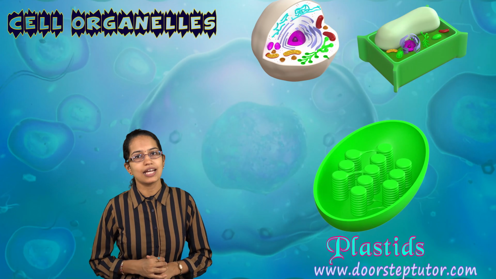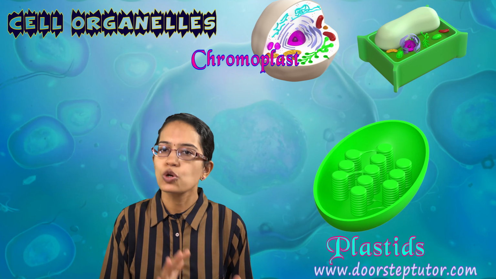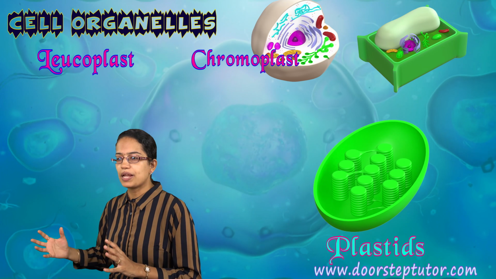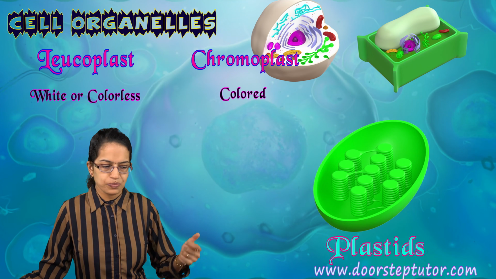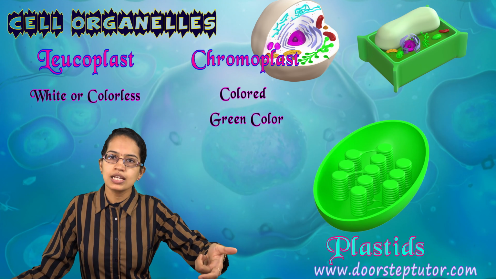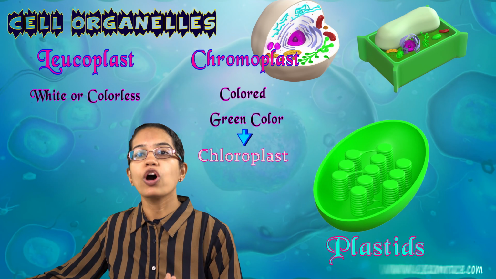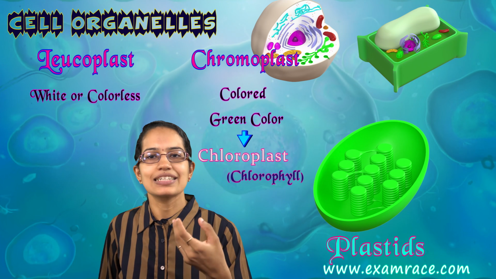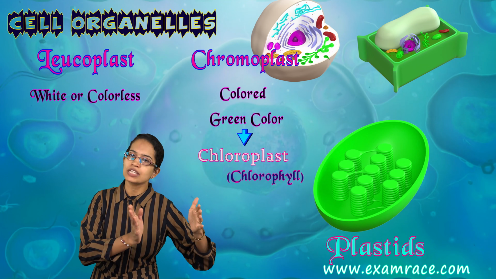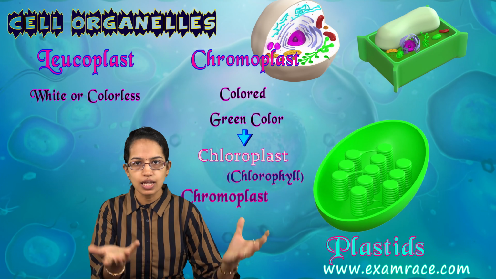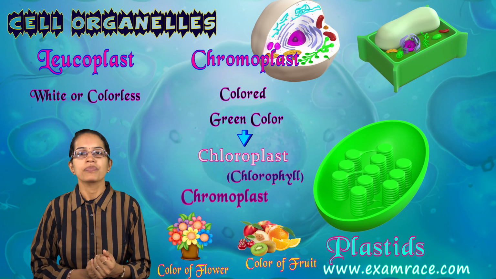Now coming on to plastid, as I said, they are present only in the plant cells. They could be either chromoplast or leucoplast. Leucoplasts are those which are white or colorless. Chromoplasts are colored. Now, if the chromoplasts are green in color, we call it chloroplast, and chloroplasts are responsible for chlorophyll. That's the green leaves where the process of photosynthesis takes place. However, other chromoplasts could be responsible for the color of the leaves, the color of the flower, the color of the fruit.